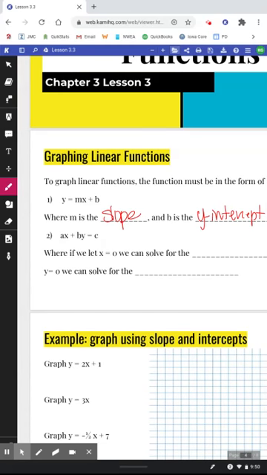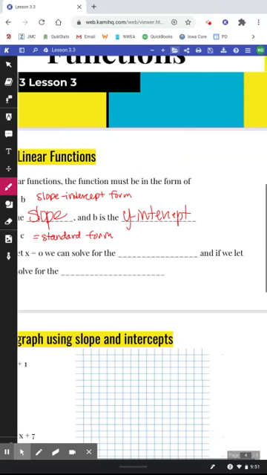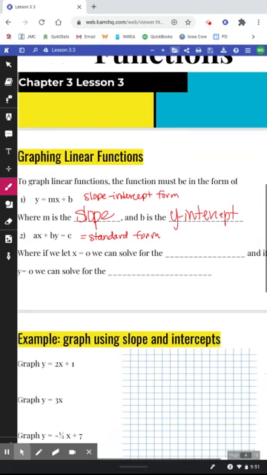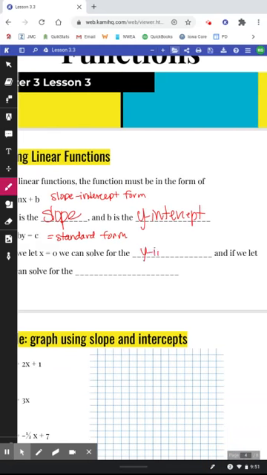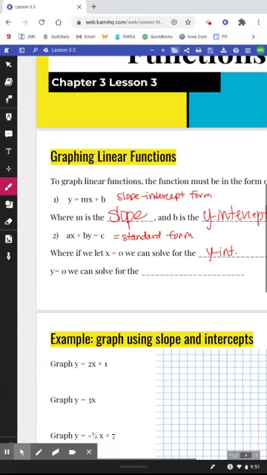If we have it in the form of ax plus by equals c, this is called standard form. This last one was called slope-intercept form. Then, if we let x equal 0, we can solve for the y-intercept. And if we let y equal 0, we can solve for the x-intercept, or the place where the equation crosses the x-axis for the x-intercept, or the place where the equation crosses the y-axis for the y-intercept.